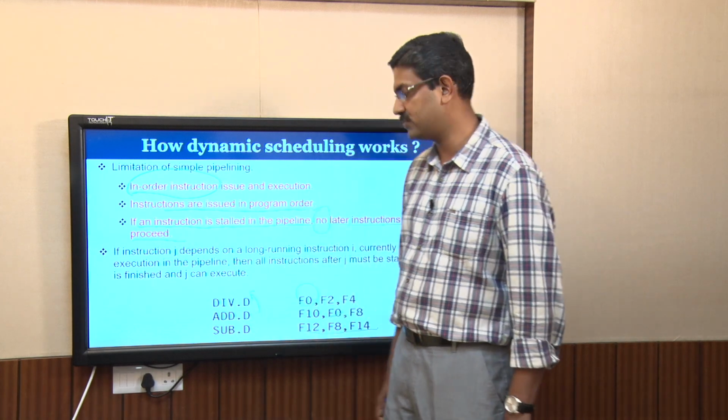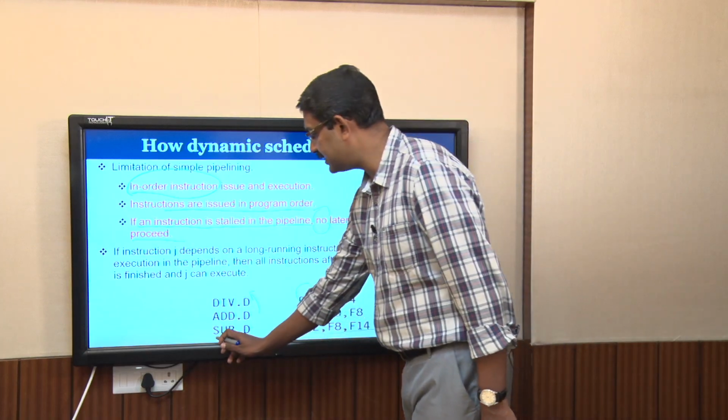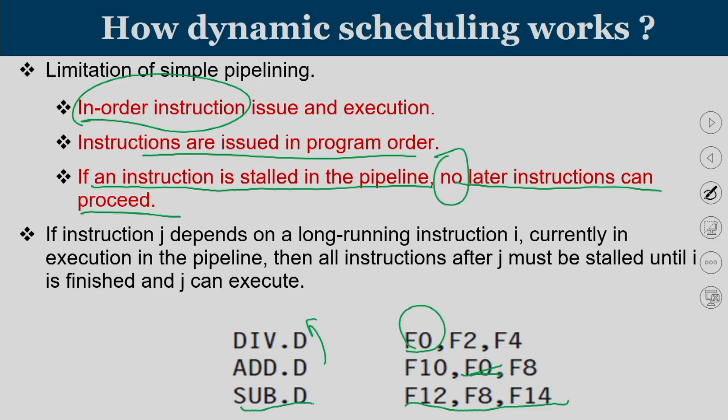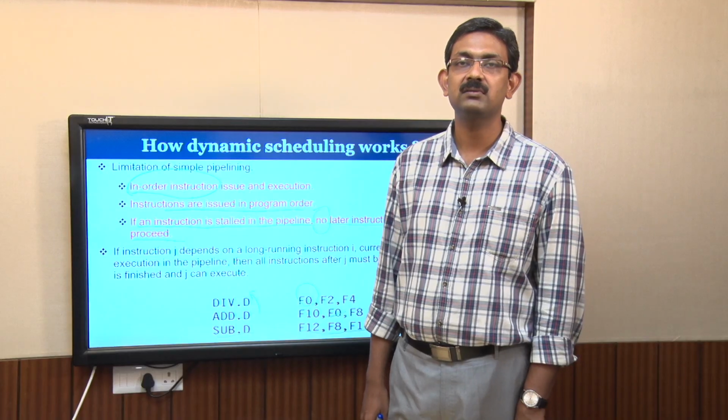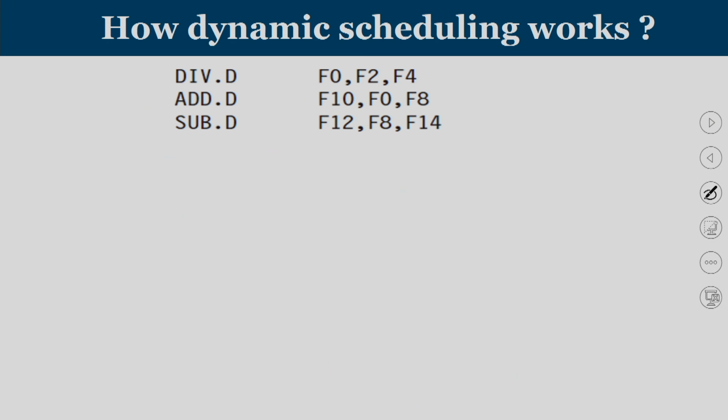The division unit is producing the data. It may take 24 more clock cycles. But see, the subtraction instruction is not dependent on add. So why should the subtract wait? That is a problem of an instruction pipeline which works with in-order sequencing. This can be adjusted if you go for out-of-order execution.